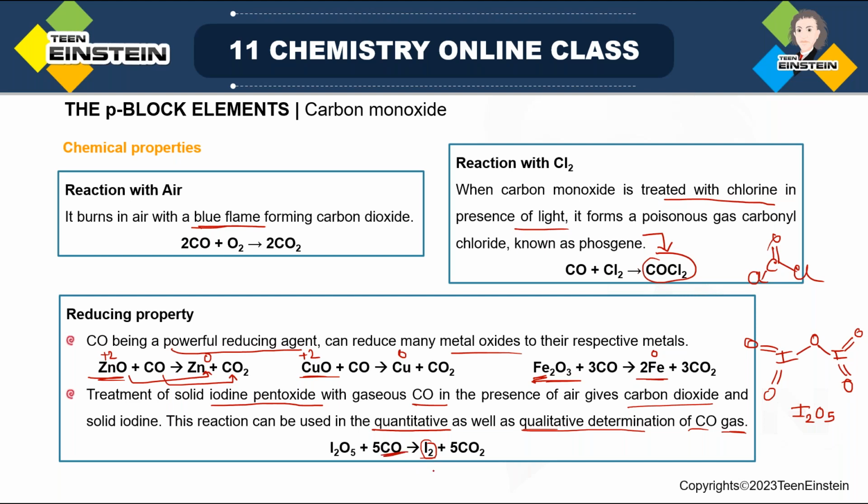This is a proof. And also for quantitative purpose, because here 1 mole of I2O5 is reacting with 5 moles of CO. So if you know the amount of iodine on this side, then the amount of CO will be 5 times higher, right? So from mole ratio, we can also determine it in a quantitative manner.